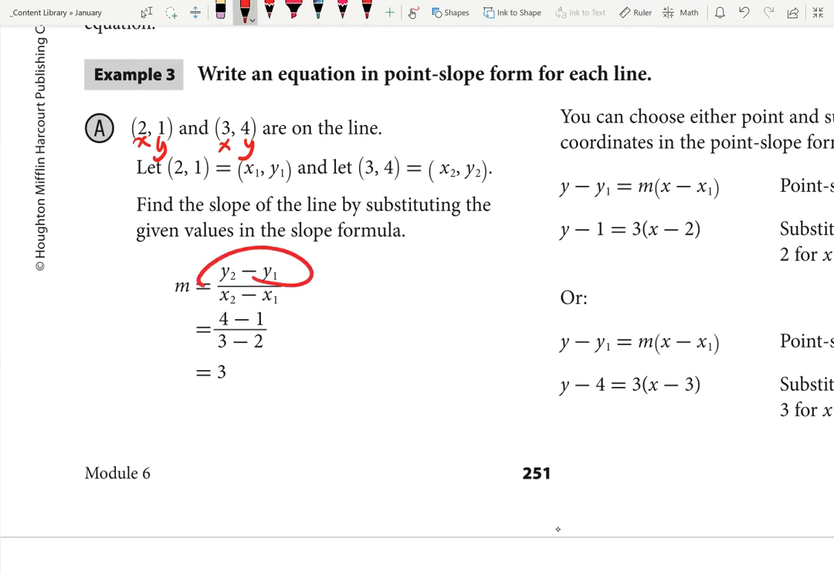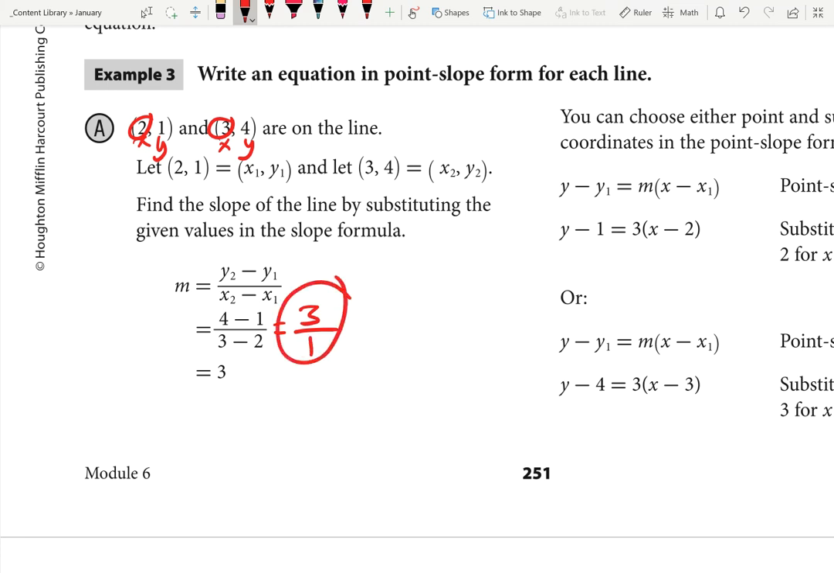So the y values are 4 and 1. So they're subtracting those. That's why they're doing 4 minus 1. And then the x values are 3 and 2. So that's why they're subtracting them, 3 minus 2, right? So they're subtracting the y values and subtracting the x values. The y's go on the top, 4 minus 1 is 3, and the x values will go on the bottom, 3 minus 2 is 1.